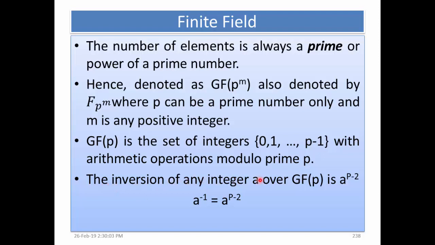The inversion of any integer over GF(p) is equal to a^(p-2). For example, if you want to take the inversion, or a^(-1), then it will be equal to a^(p-2). We will see an example which will clarify this thing.